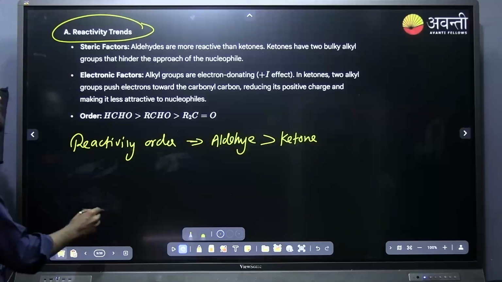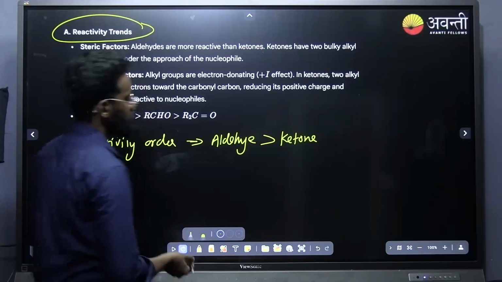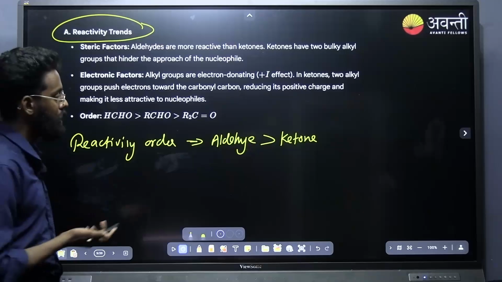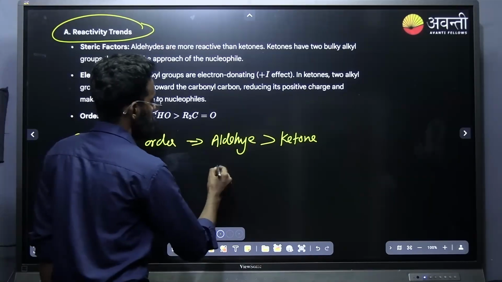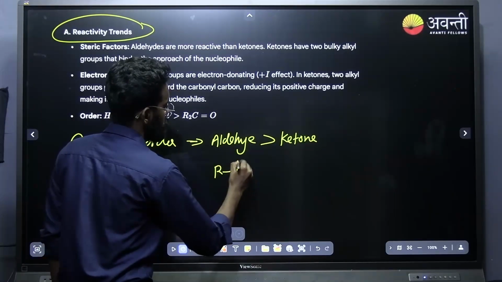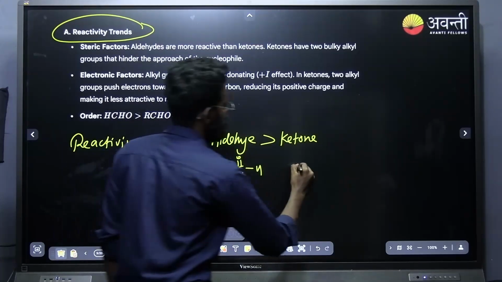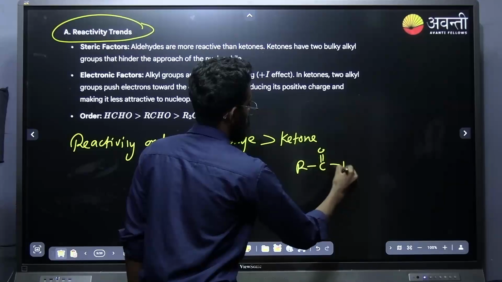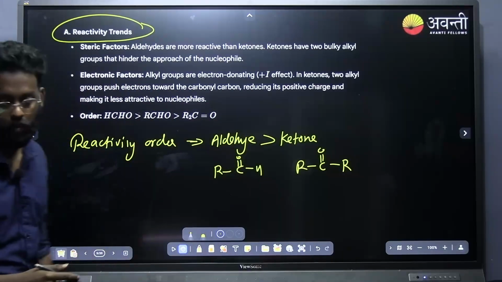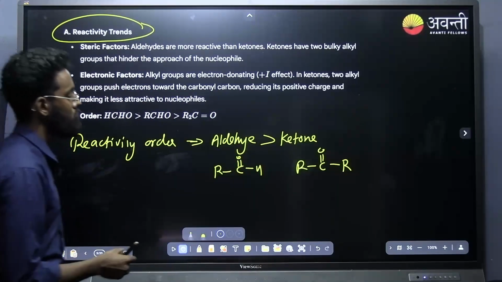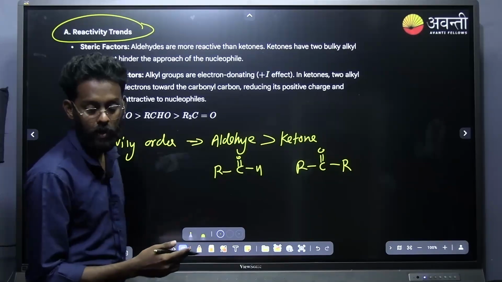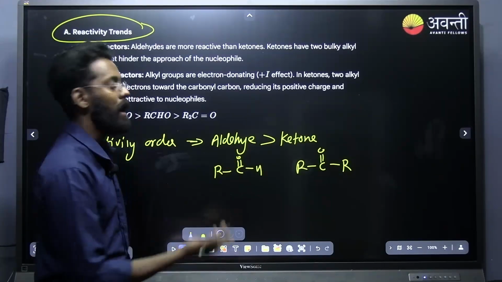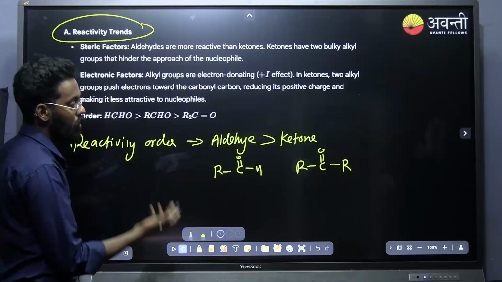So what I was saying, the reactivity order of aldehyde is greater than ketone. What is the reason why aldehyde is greater than ketone? Okay, RC double bond OH, this is aldehyde, and RC double bond OR, this is ketone. Why is aldehyde greater than ketone? Anyone have an answer for this? Yeah, aldehyde has more electron deficiency.